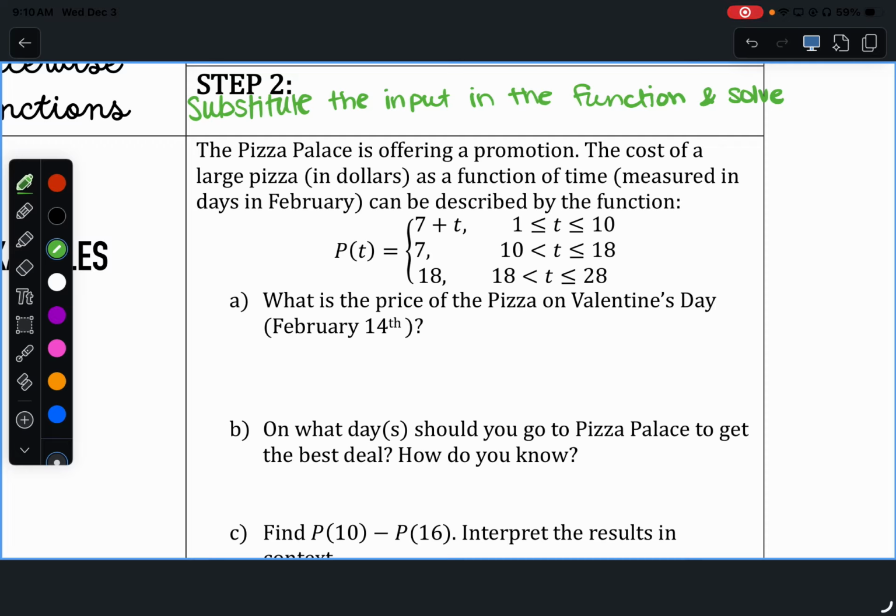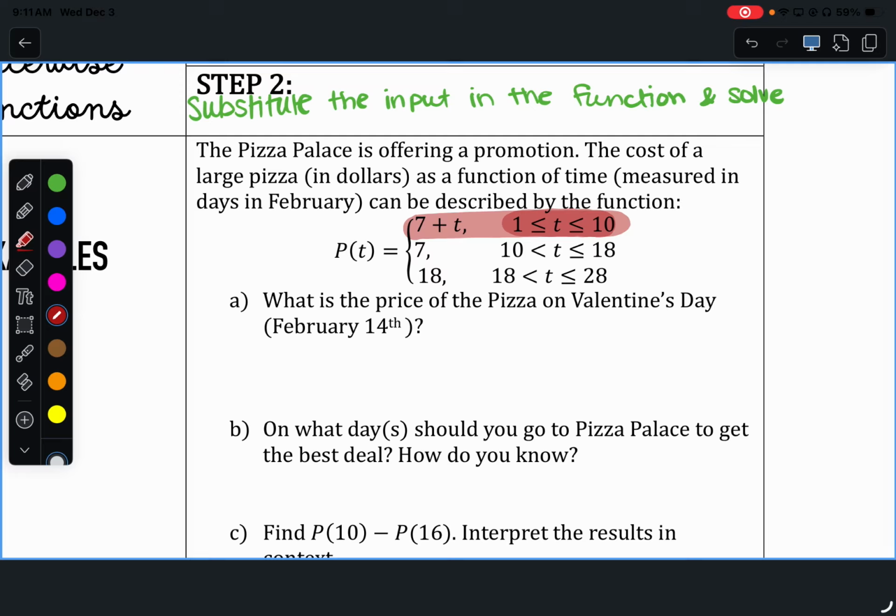So which equation do I need to use? The middle one, right? So p of 16 equals what? 7. So to find p of 10 minus p of 16, we need to say what? 17 minus 7. What is 17 minus 7?